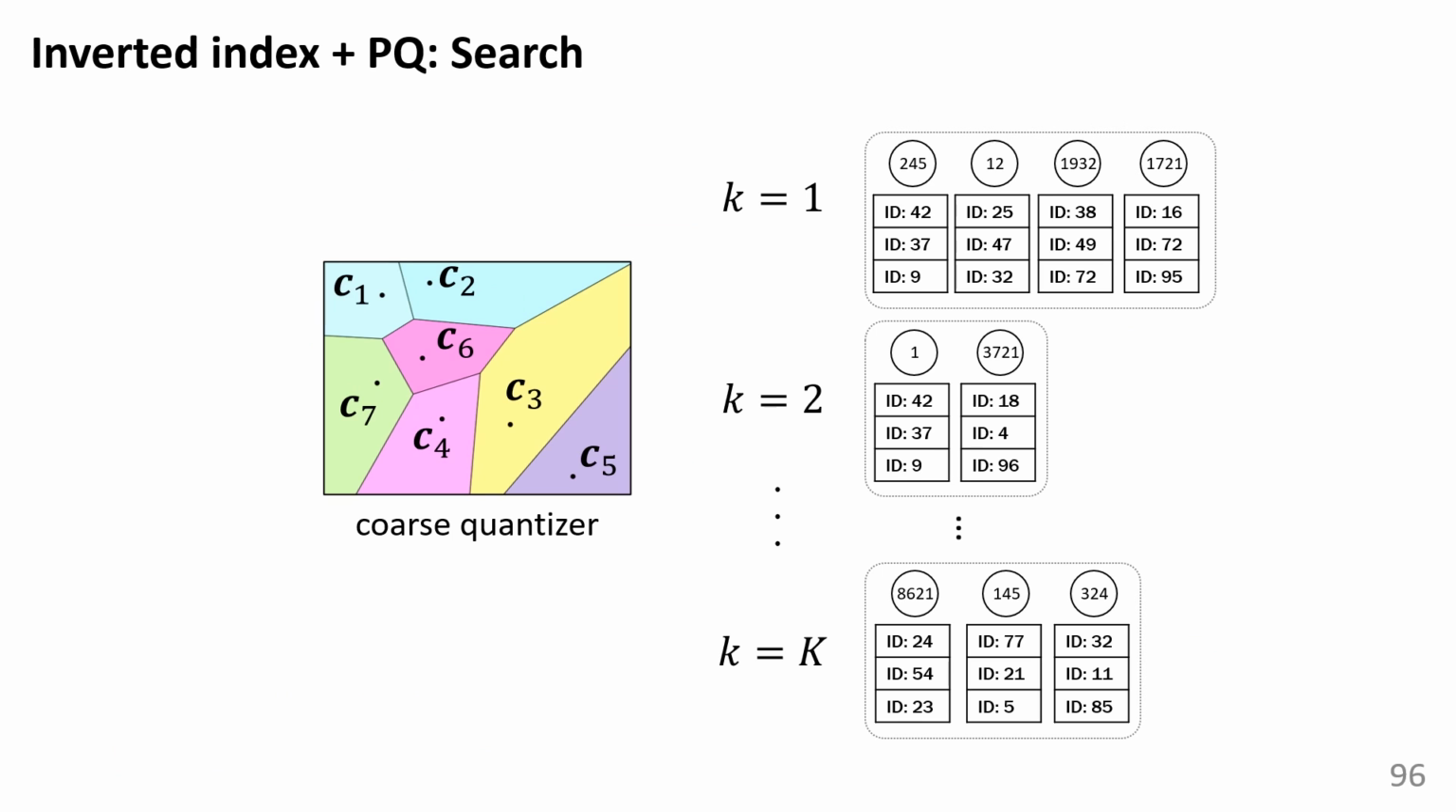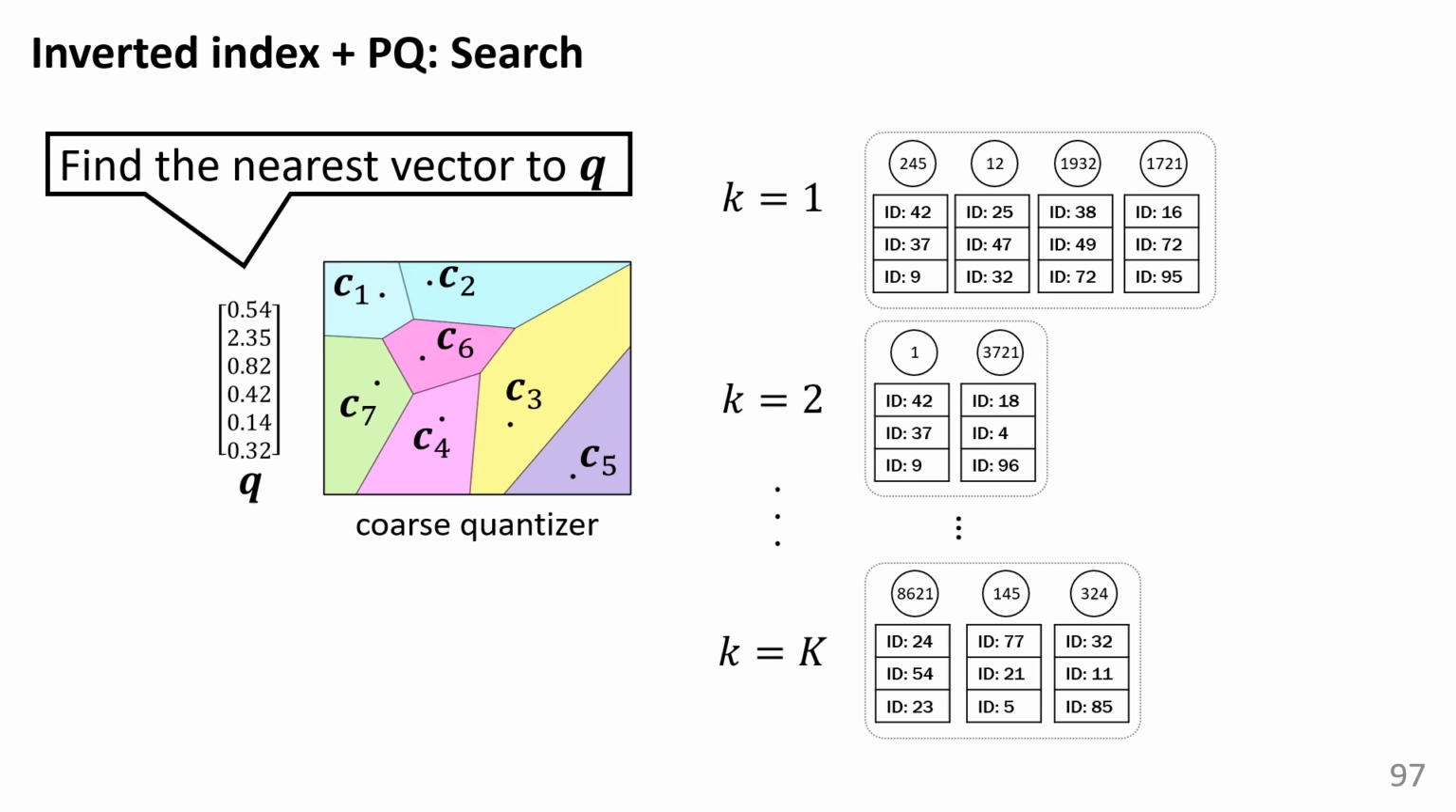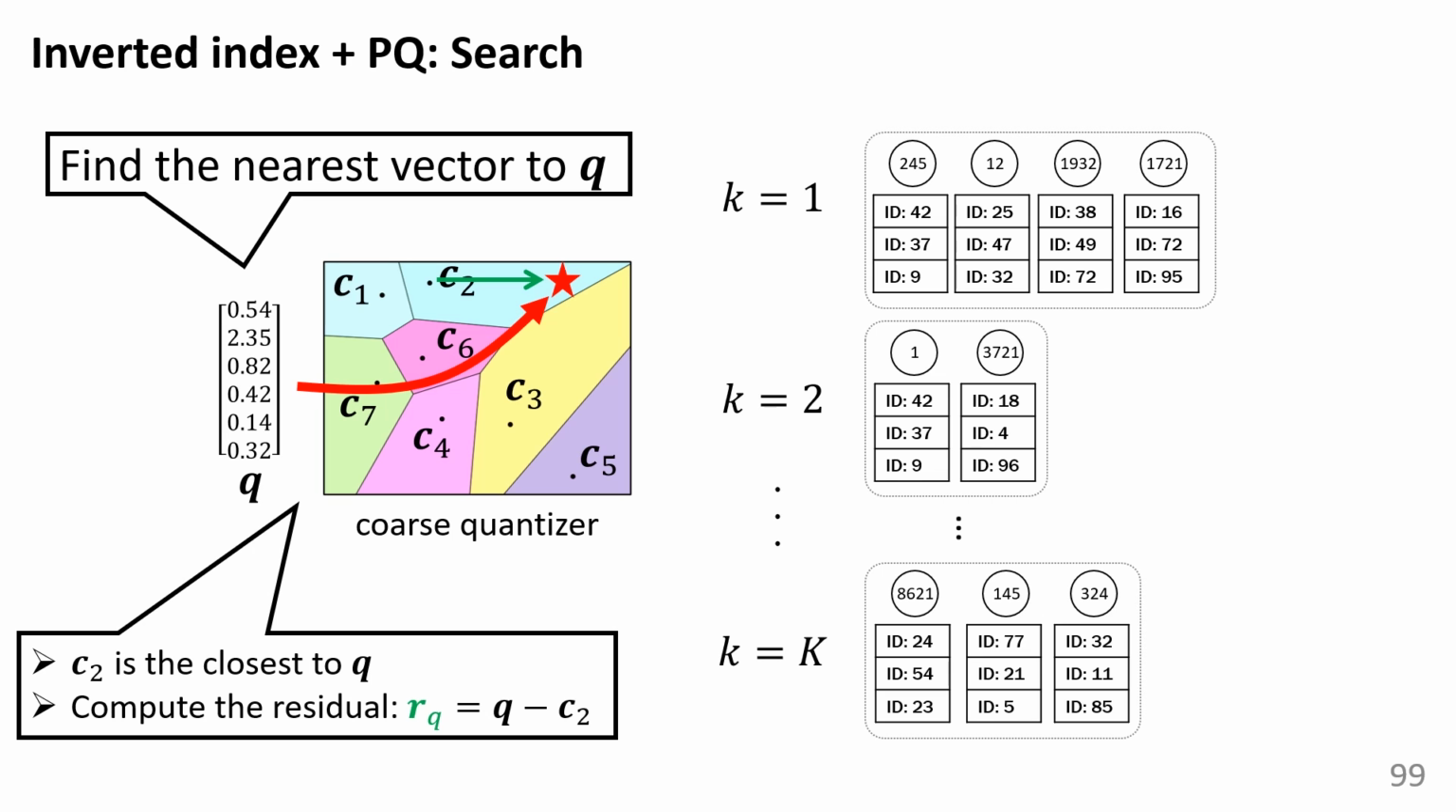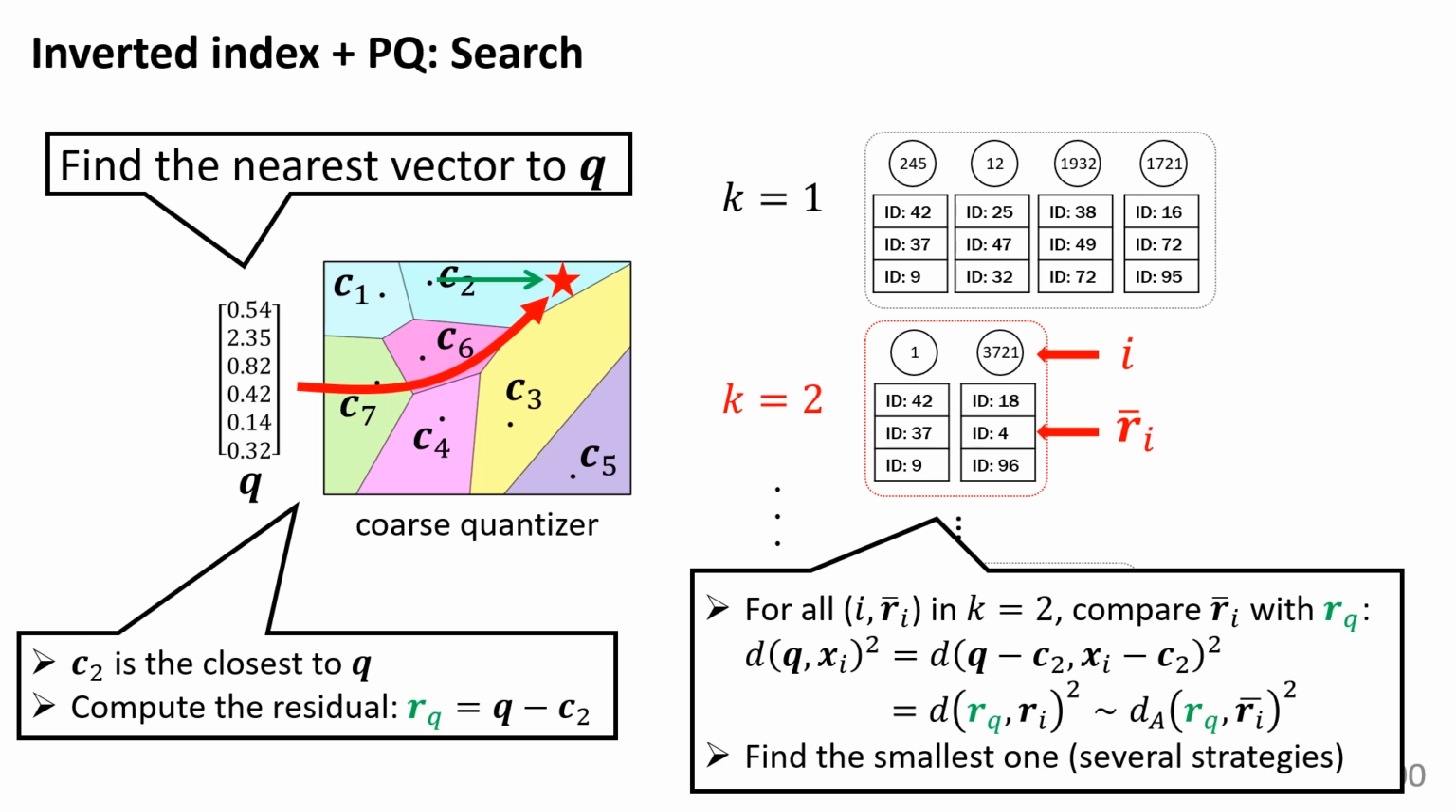Then how do we search? Given the query vector, our task is to find the nearest vector to Q. Again, if this Q is here in the C2 region, then we compute the residual, RQ equals Q minus C2. Then we check the items in this region. That means k equals 2. If we look at this posting list, there are 2 items here. So we compare these items to Q by using residuals, for example comparing Ri with RQ.